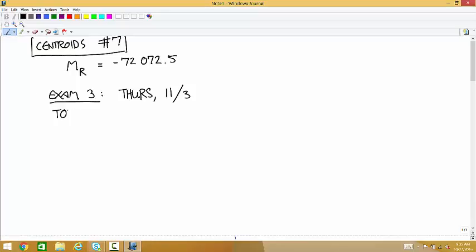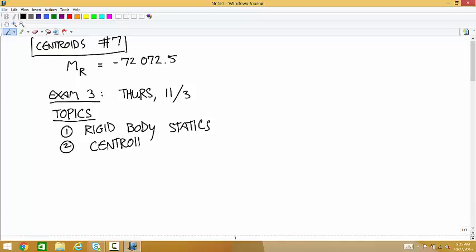And the topics are going to be, so the new topics are going to be rigid body statics and centroids and structures. And then it's also cumulative. The cumulative part isn't as big a deal in this class because everything just sort of keeps building on itself, but you should go back and look at those old questions too.